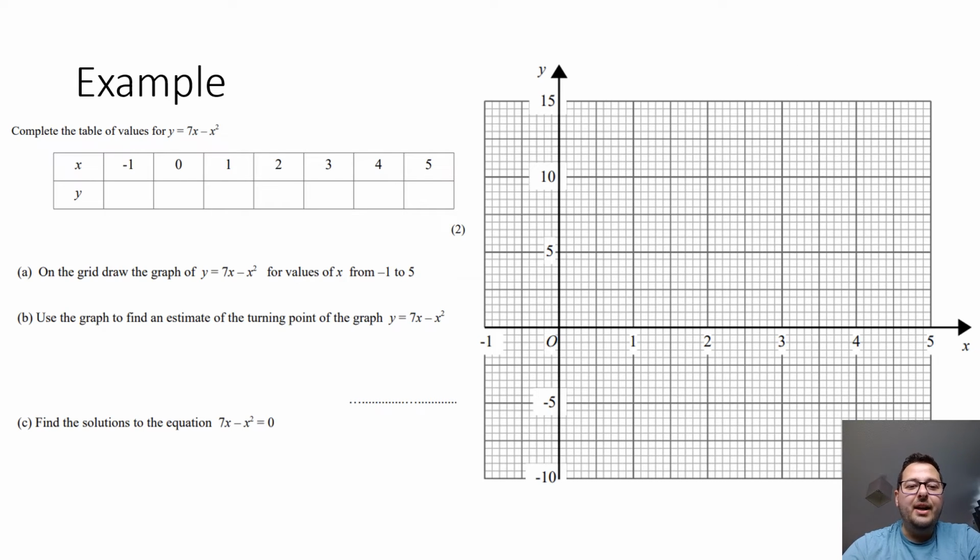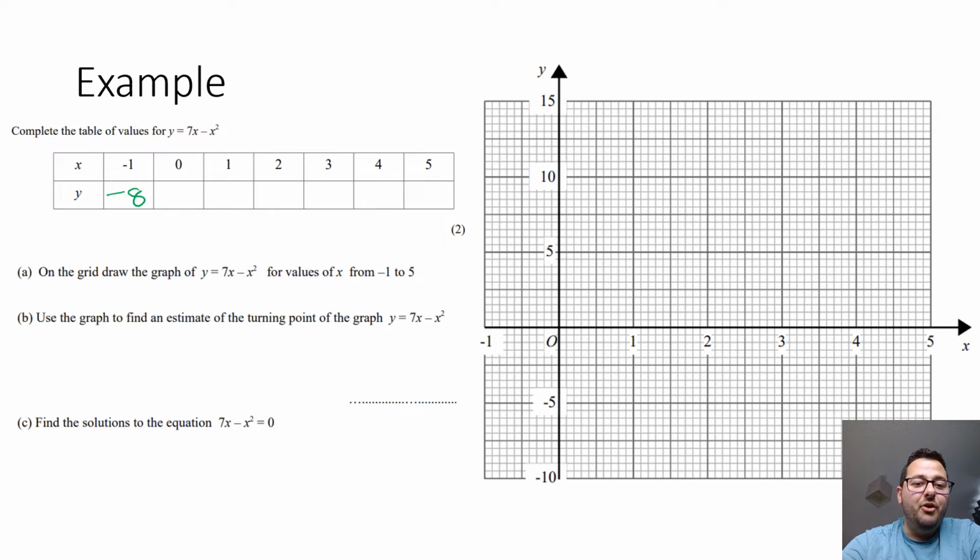Okay, let's have a look at another one. So we want to complete the values of y equals 7x minus x squared. This is in a bit of a different format, but that's absolutely fine. So x is minus 1. What have we got here? 7 times minus 1 is minus 7. Minus 1 squared is 1. So minus 7 minus 1 is minus 8.